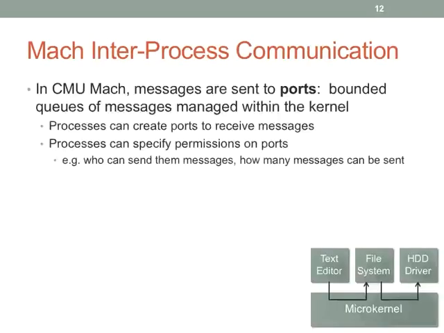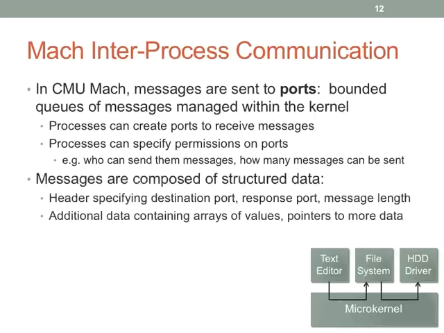So just a little bit of discussion. I don't want to get too much into this because I don't want to lose too much time. But Mach had ports. Those were basically where messages could be sent to. And so these were set up on behalf of processes in the kernel. You would have basically ports set up, and you could specify permissions, who could receive messages, who could send messages, and so forth.